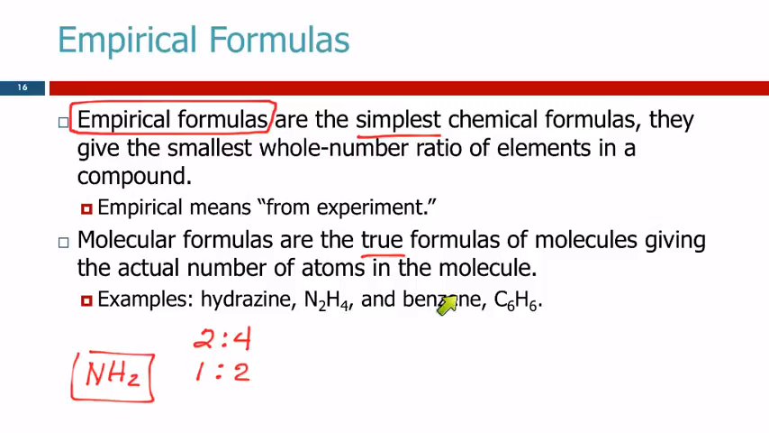Benzene. That's an organic compound. It's got a special name. Benzene's molecular formula is C6H6. What's the empirical formula? Just CH. That gives the simplest ratio. Empirical formula doesn't always give a whole lot of information, but it's what we get from experiment, and then we have to do another experiment to figure out what the actual molecular formula is.